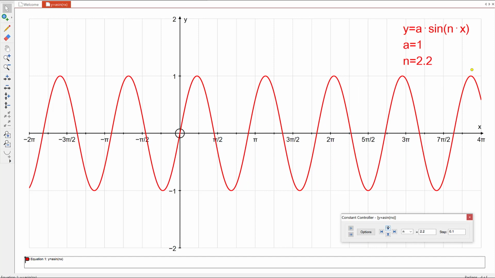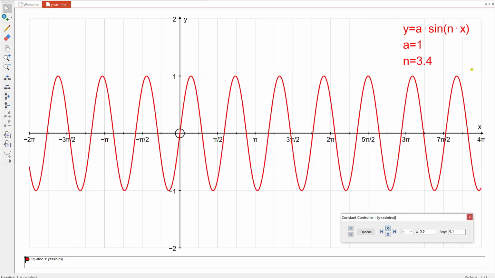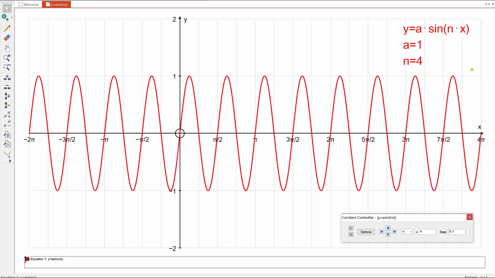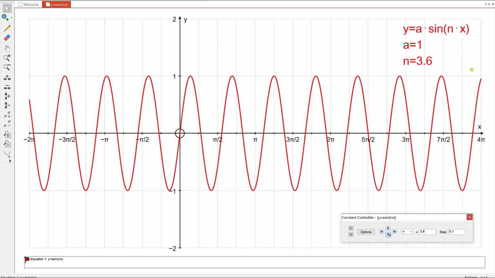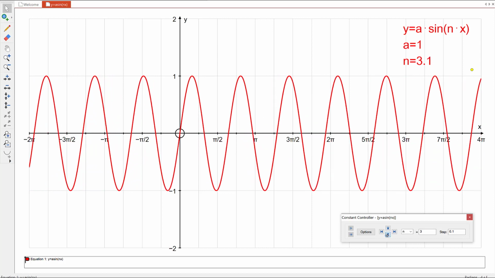If we continue to make n bigger, we continue to squash the graph towards the y-axis because the dilation factor is 1 over 4 in this instance, and so the period becomes smaller. If we were to make n, so let's put n back to 1.